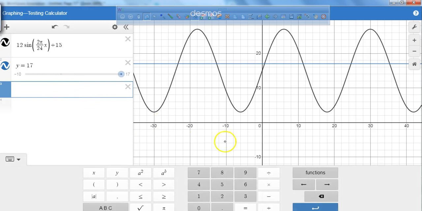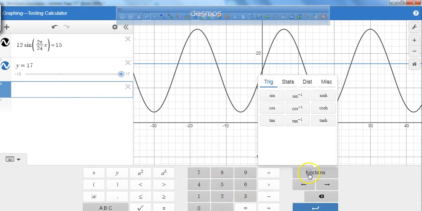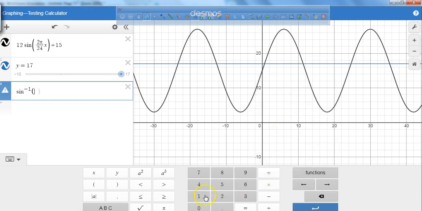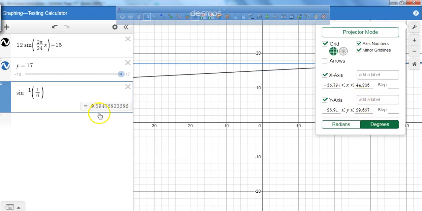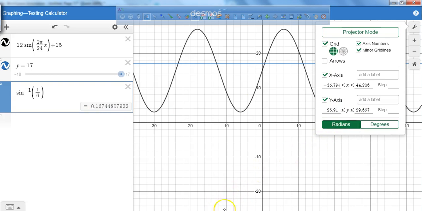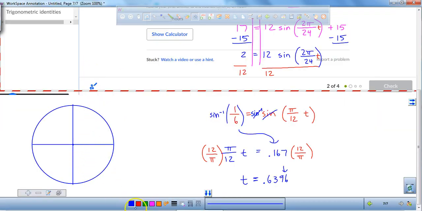If I went back over here and typed in the inverse of sine of 1 divided by 6, and changed it to degrees, you can see that's about a 9.6 degree angle, which means we have a really small sliver of an angle.